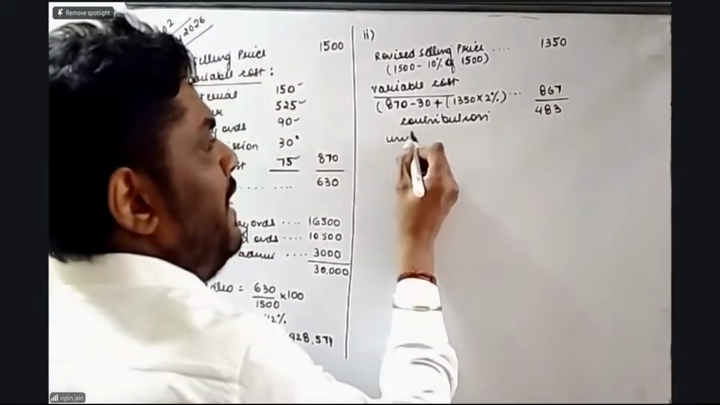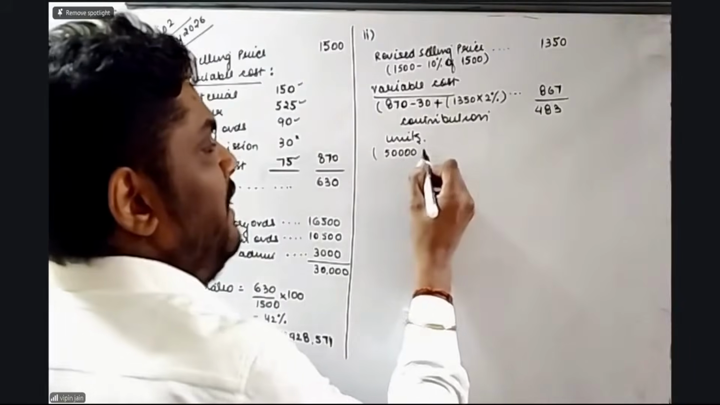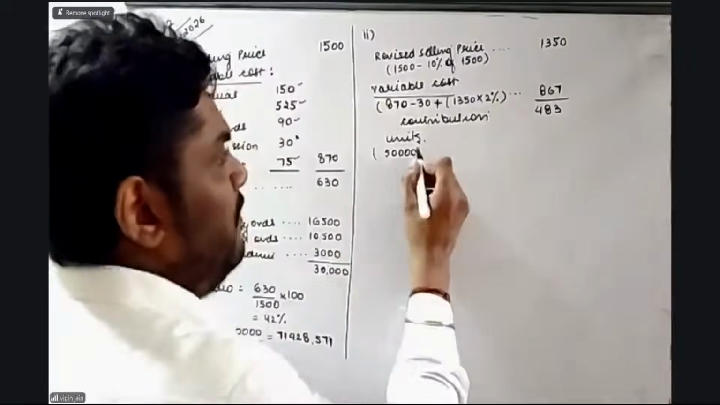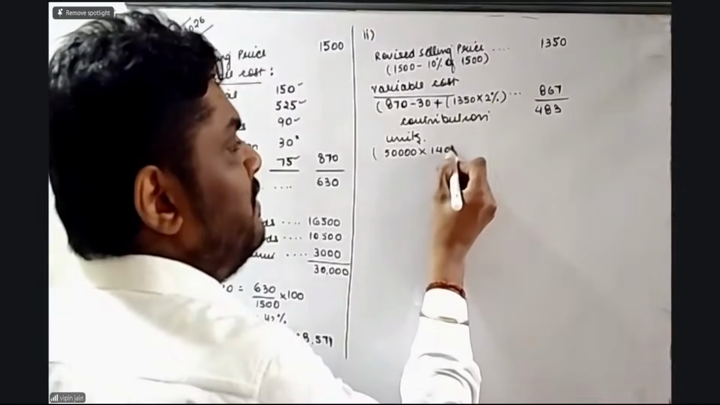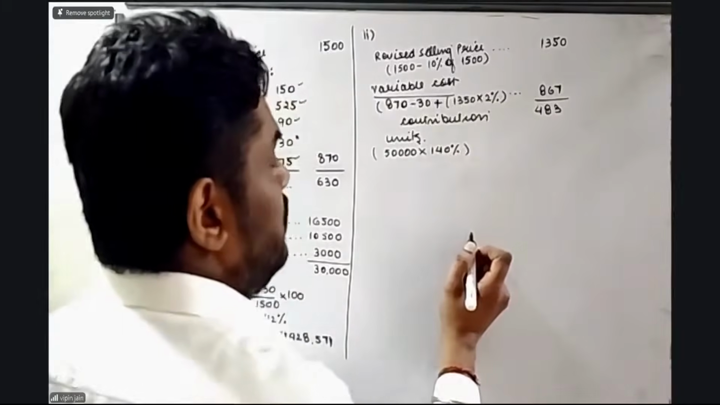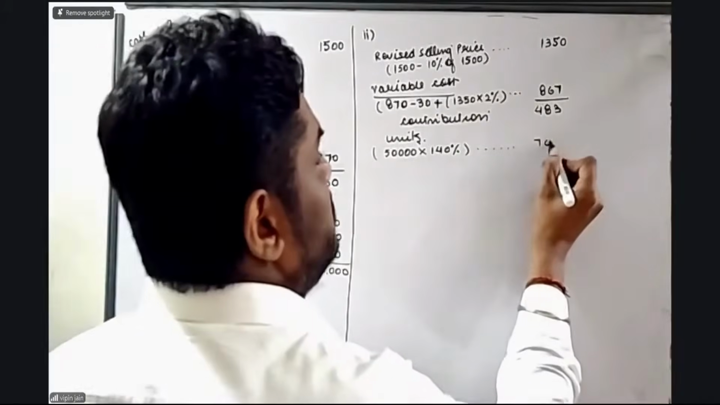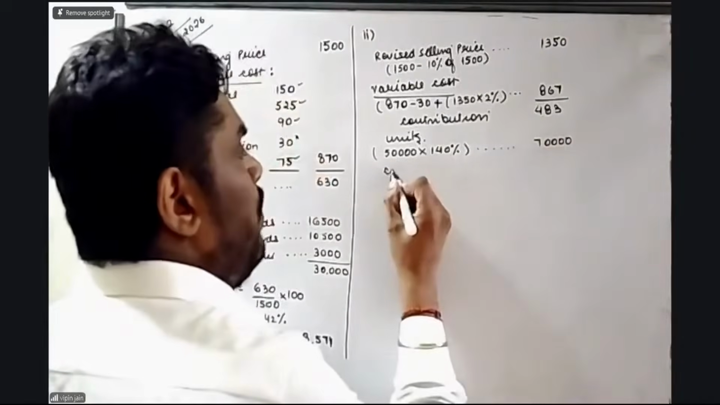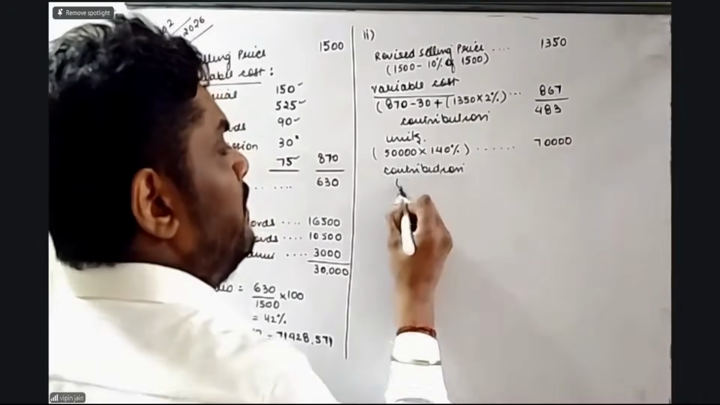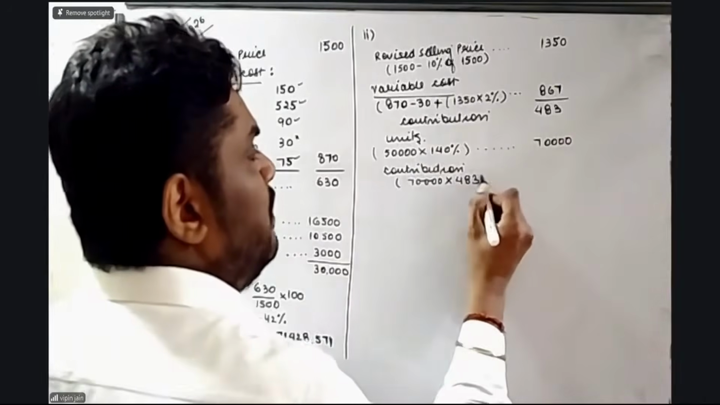Now, units will be how much? They are saying that it will increase by 40%. So we can say into 140%. So units will be how much? 70,000. So what will be my total contribution? 70,000 into 483.